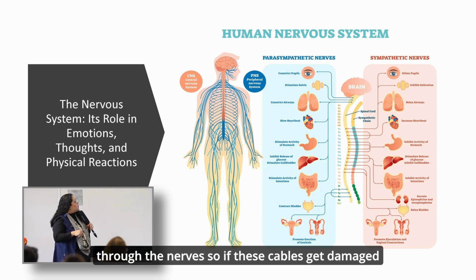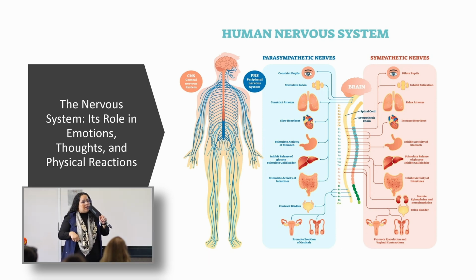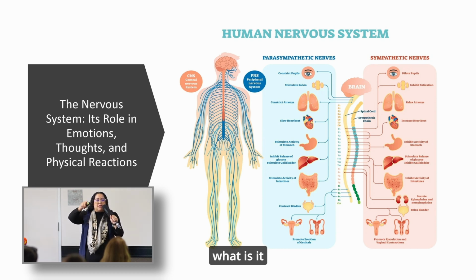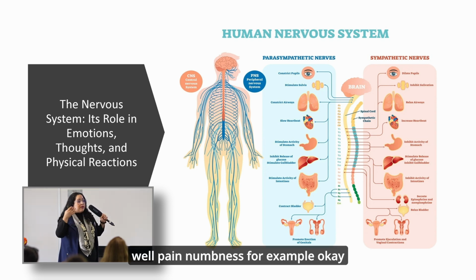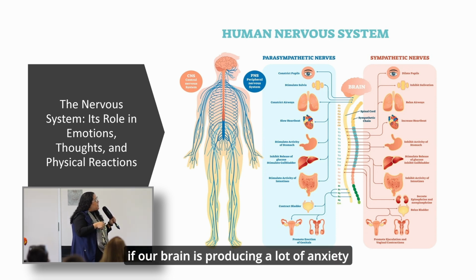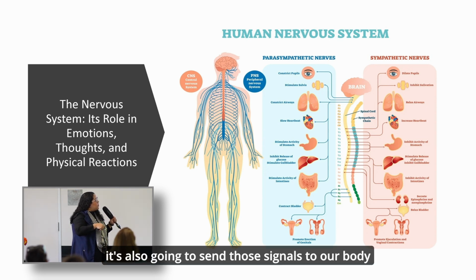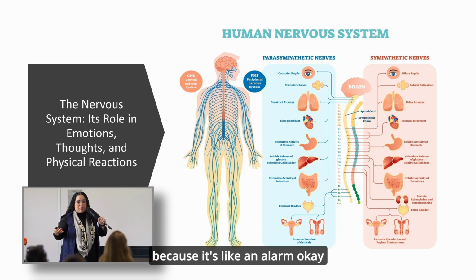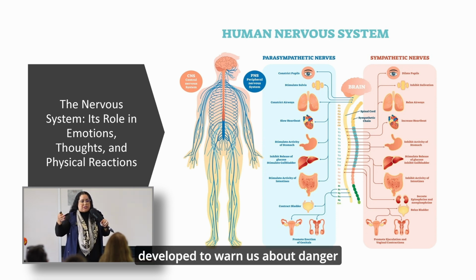So if these cables get damaged, what do you think is going to happen? What is it? Well, pain, numbness, for example, okay? But also if we're stressed, if our brain is producing a lot of anxiety, a lot of stress, it's also going to send those signals to our body because it's like an alarm. So stress is an alarm. Anxiety is an alarm that our brain developed to warn us about danger.